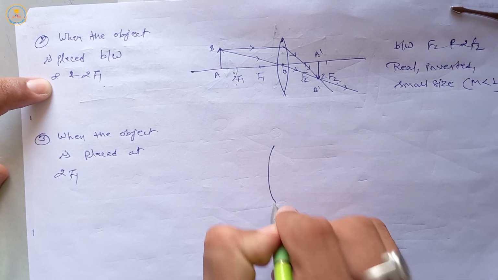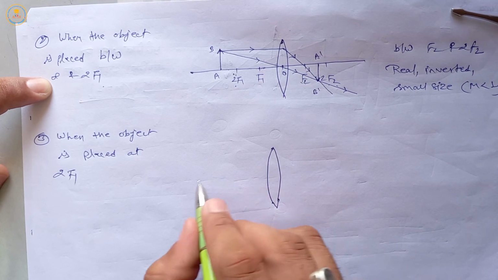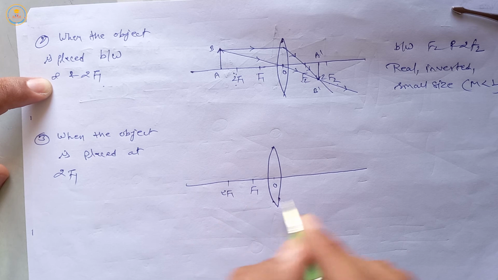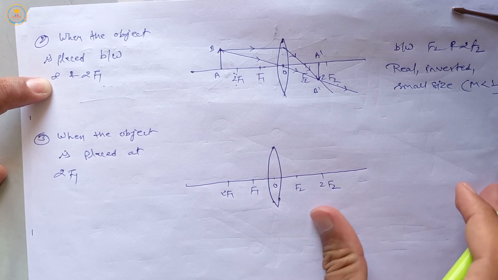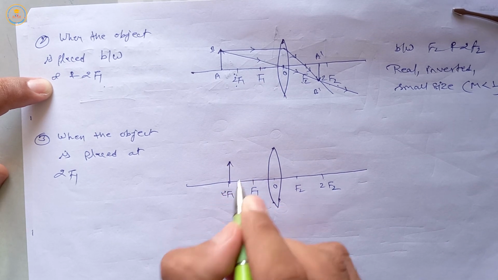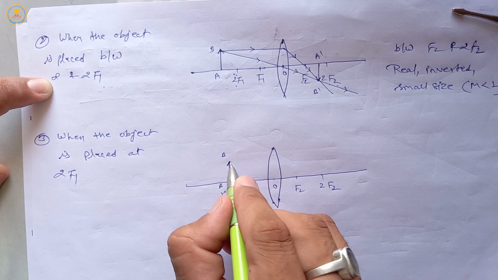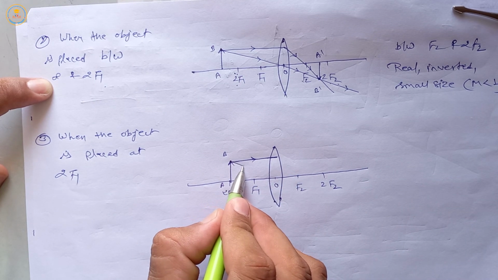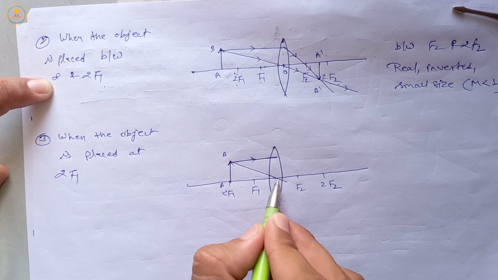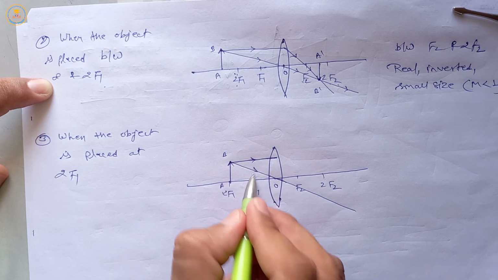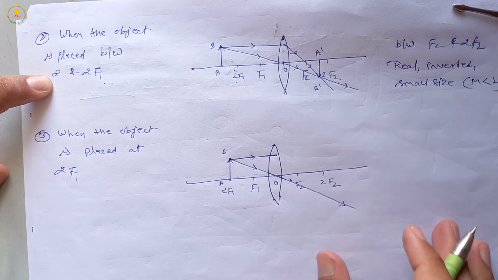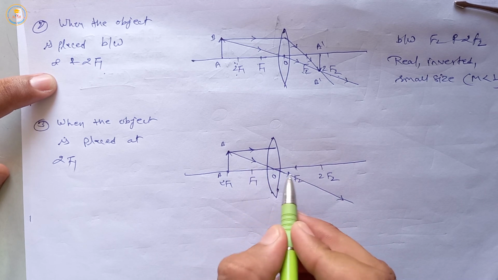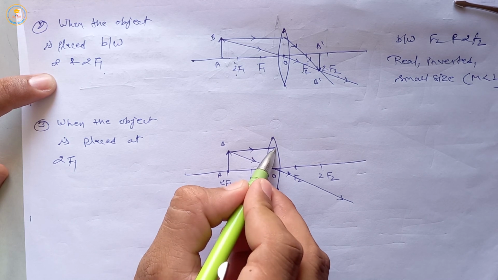For this, suppose we have a convex lens. This is the convex lens and this is the principal axis, this is the optical center, f1, 2f1, f2, 2f2. Suppose the object is placed at 2f1. One ray will be parallel to the principal axis, and the second will pass through the optical center, passing directly without any deviation. The ray parallel to the principal axis, after refraction, will pass through the second focus point f2.